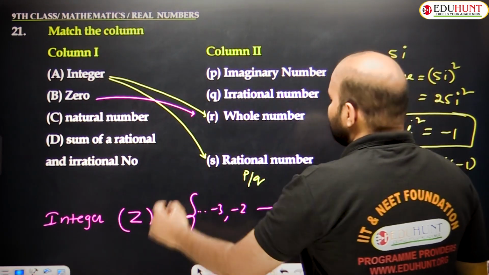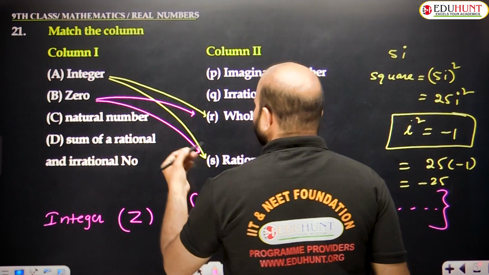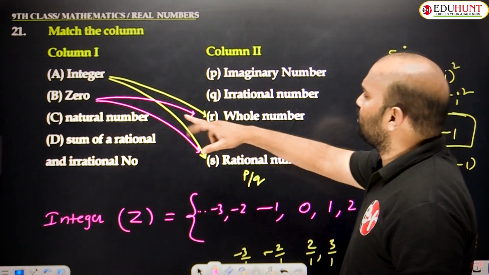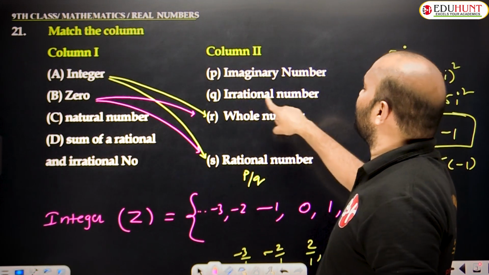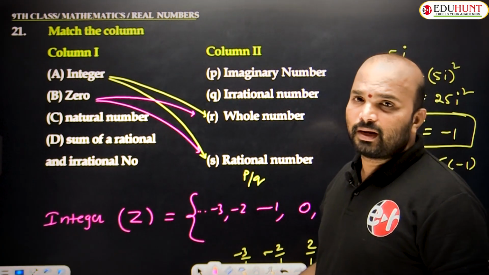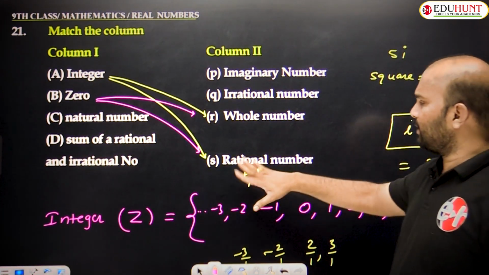As well as, 0 is a rational number. So 0 is also a rational number. So 0 is a whole number as well as a rational number. 0 is neither an imaginary number nor an irrational number. An irrational number is nothing but a non-terminating and non-repeating number. Am I clear? So 0 is a whole number as well as a rational number.